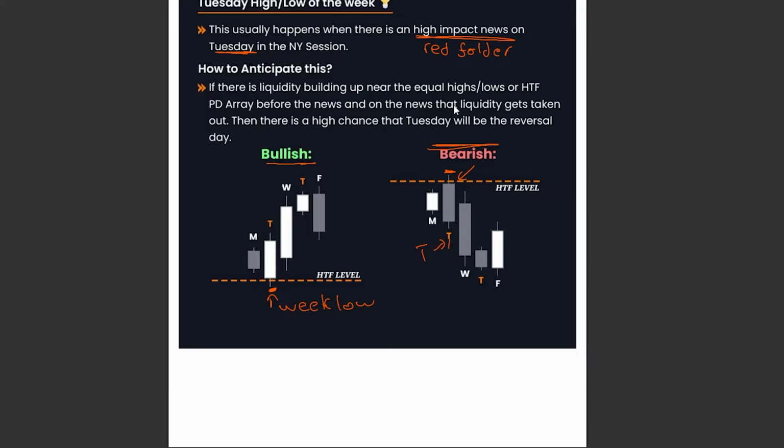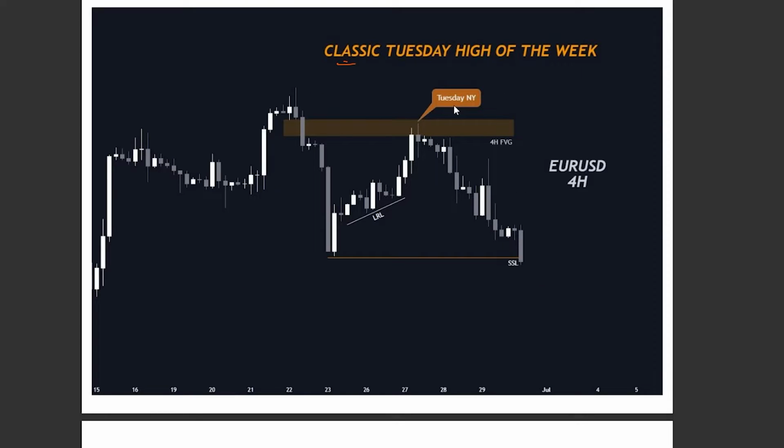This is the Tuesday candle, and wait for it to show weakness and close back inside the higher time frame level. Then you can short here, placing a stop loss above here, targeting the lows. So let's look at a real time chart example to clarify things more. Here you can see we are making a classic Tuesday high of the week pattern.